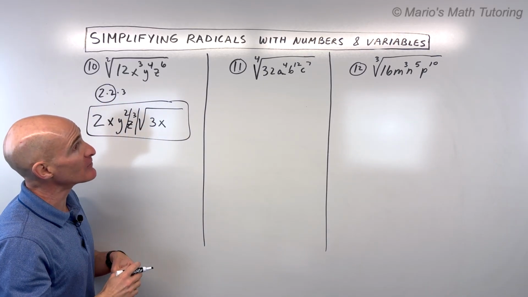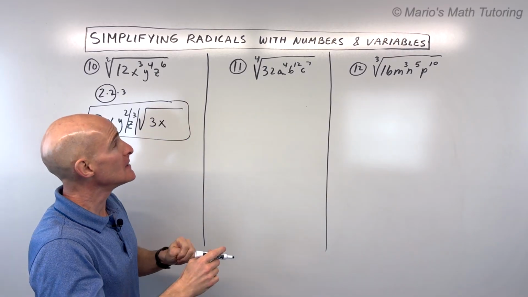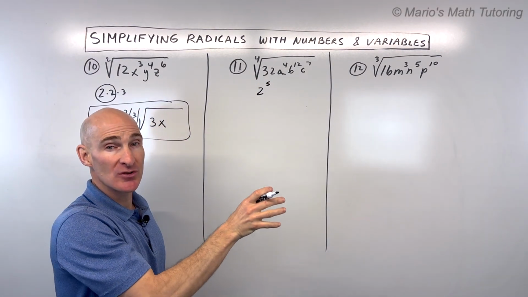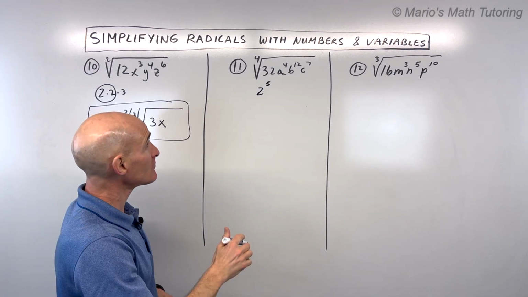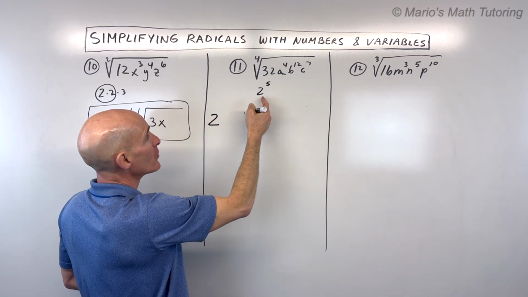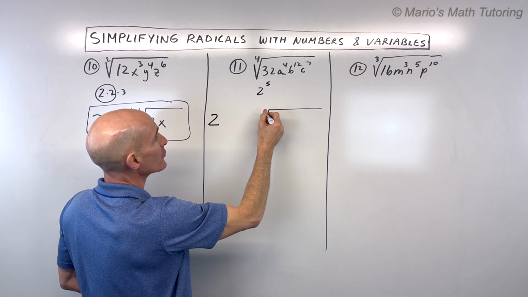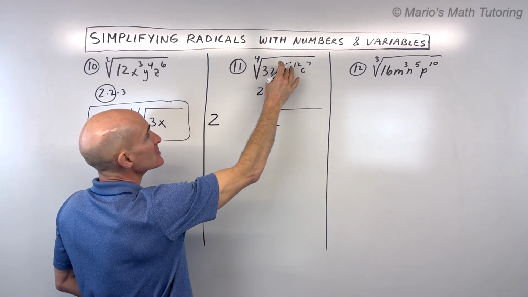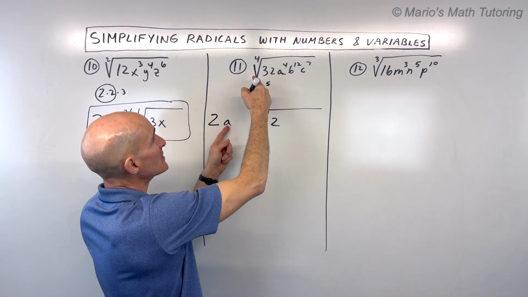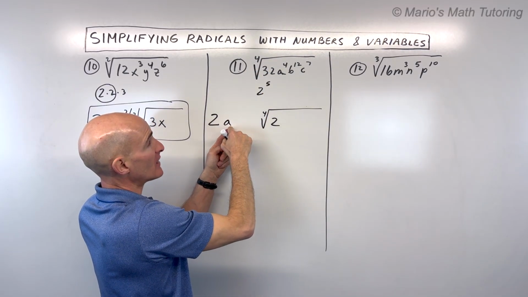Now for number 11, another even root, the 4th root this time. So we're looking for groups of 4. 32 I know is 2 to the 5th power. 2 times 2 times 2 times 2 times 2, 5 times, right? So I say 4 goes into 5 once with 1 left over. So that's going to stay underneath this 4th root here. 4 goes into 4 once. That a is going to come out. But notice we're taking the even root of an even power and we're getting an odd power. So that's going to have to go in the absolute value bars.